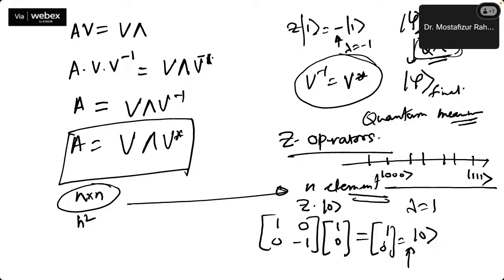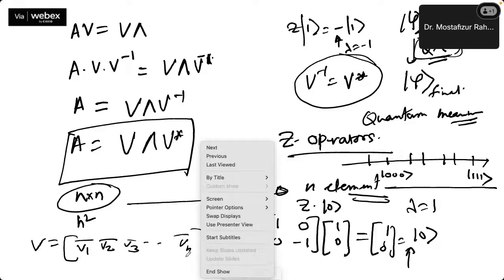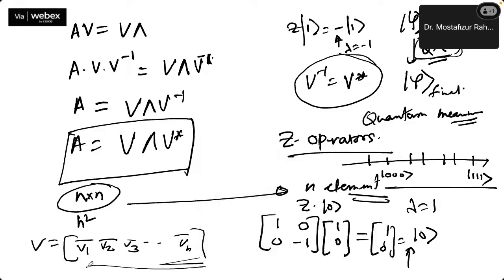Capital V is a matrix, little v is a vector. Okay. So here this capital V is basically the elements are little v vector, v2 vector, v3 vector, and so on, vn vector. Okay. So I have stacked them.